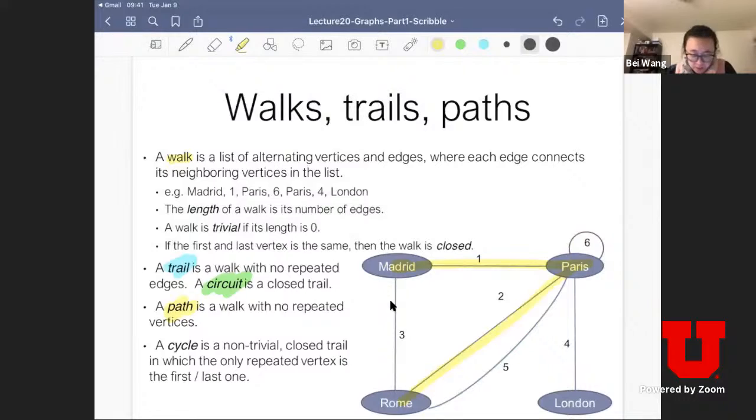And finally, a cycle is a non-trivial closed trail in which the only repeated vertices are the first and last one. So again, think about what might be an example of a cycle. It has to be a non-trivial closed trail, so it has no repeated edges, and the only repeated vertex is the first and last one. So Madrid goes to Paris, Paris goes to Rome, Rome back to Madrid. That is a cycle.